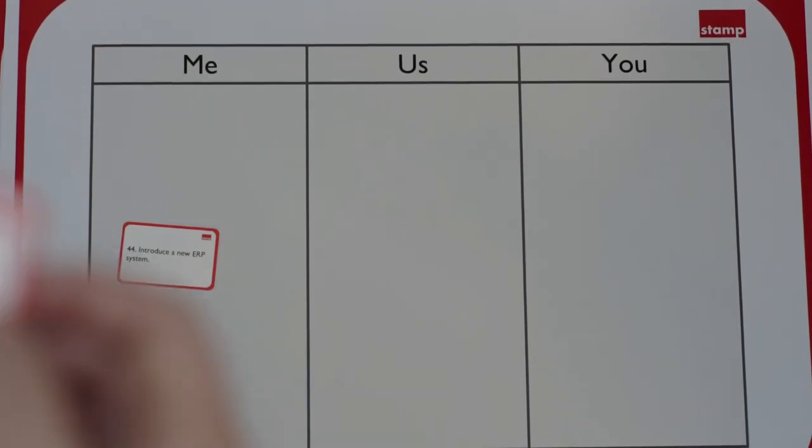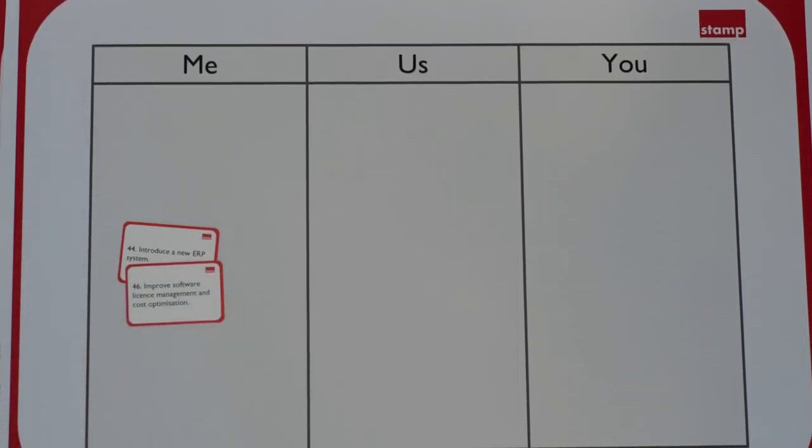So you deal out or shuffle the priority cards and then just start to go through them one by one. First example I've got here is introduce a new ERP system. Well, if we take me as being the IT department and you being the digital team, then introducing a new ERP system is probably going to fit fairly straightforwardly into the IT department. Who knows, that might be different in different organisations. Next card up, improves software license management and cost optimisation. A bit of a traditional IT discipline there.